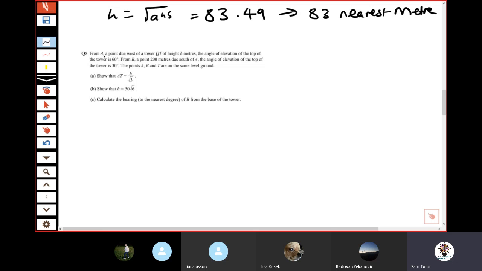From a point due west of tower QT, the angle of elevation to the top of the tower is 60 degrees. All right, so this time it says from a point due west of the tower QT. So I guess you can say it's going to look like this. It's going to the left, because due west. The height h, that is capital A. That's what I have so far. The angle of elevation to the top is 60 degrees.